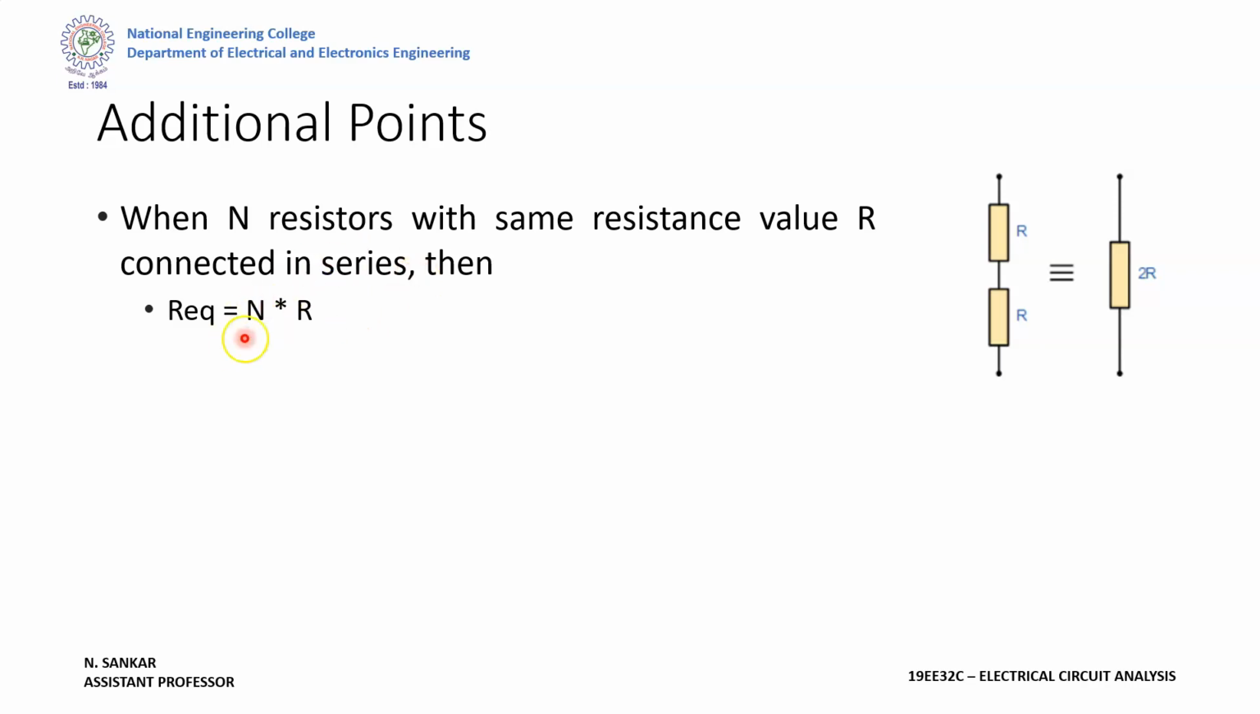If this is the case, then the voltage drop across each resistor will be equal. That is, the voltage drop across this resistor and this resistor will be equal, that is equal to V by N. V is the total voltage of the circuit and N is the number of resistors. For example, if there is a 10 volt supply and 5 resistors, then each resistor will share 2 volts. That is 10 by 5, that is equal to 2.